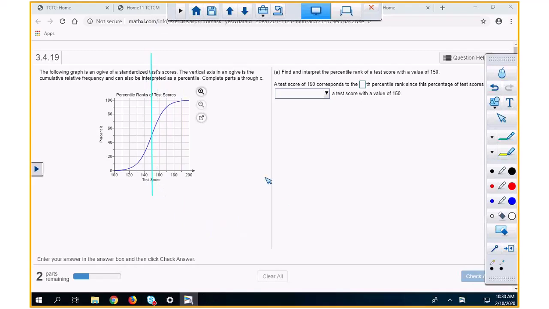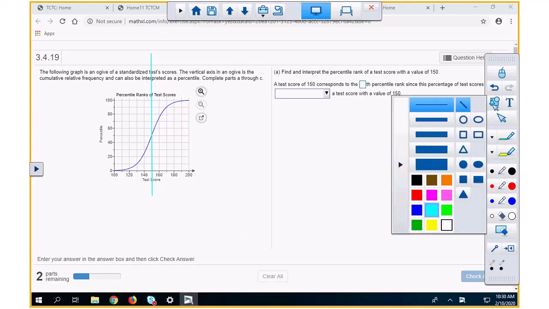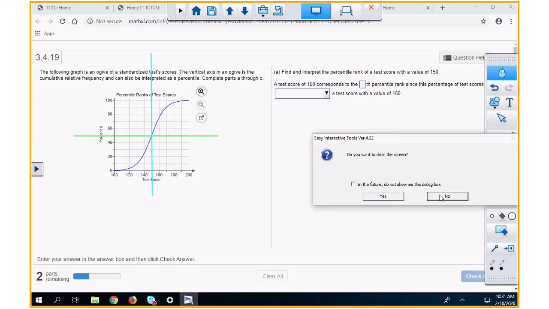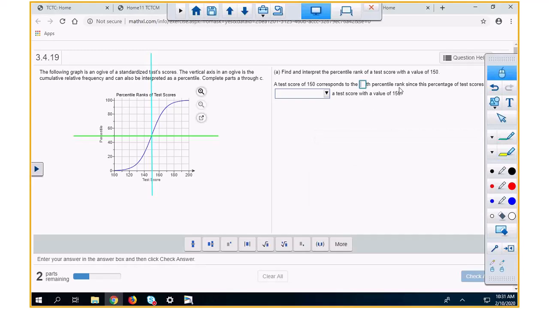So where do we cross the line at 150? Well, we take our handy dandy line maker and we draw a horizontal line. Make sure it's horizontal. And move it. And somebody tell me where that is. 50. Looks like 50. So 50th percentile. So type in 50th percentile. And see what else it's going to ask.